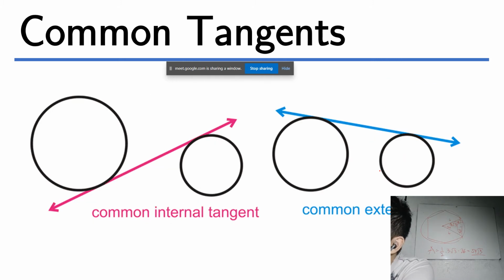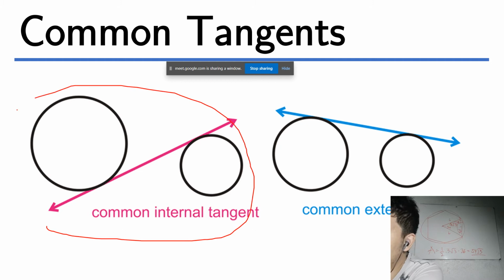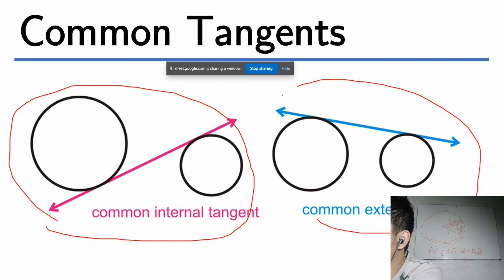Tapos, some more terms, common tangents. Ito ay common internal tangent. And ito ay common external tangent. Magkaiba siya kanina sa internally tangent and externally tangent. They don't have a formal definition, pero this is how they look like.